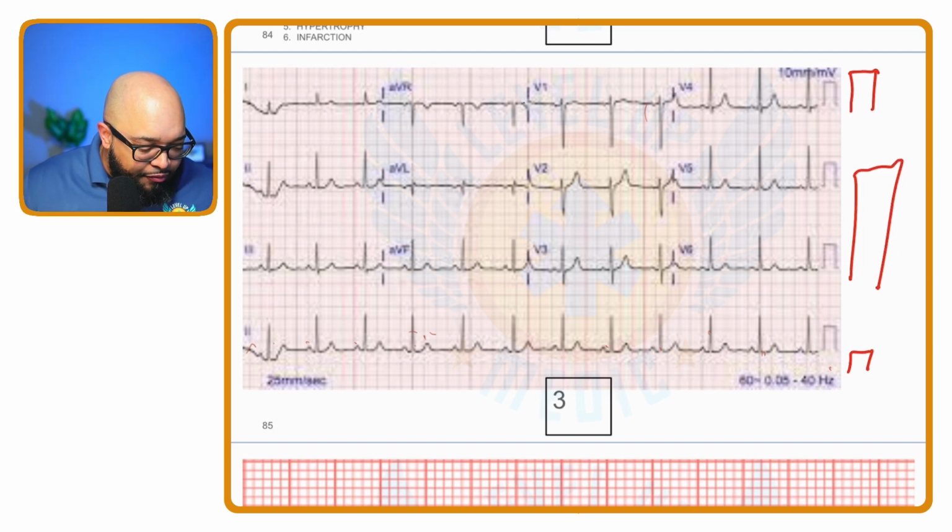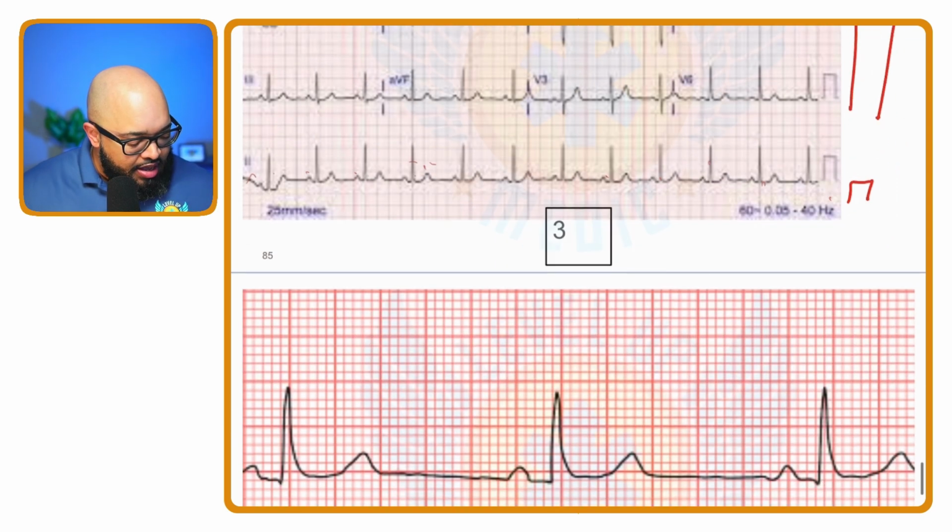But when we add up, for instance, this S wave in V1, and then we take the taller of V5 or V6, there is no S wave here in V5 or V6. So we don't have any evidence of hypertrophy there. And then there is no evidence of infarction. So number 3 is also a normal sinus rhythm.